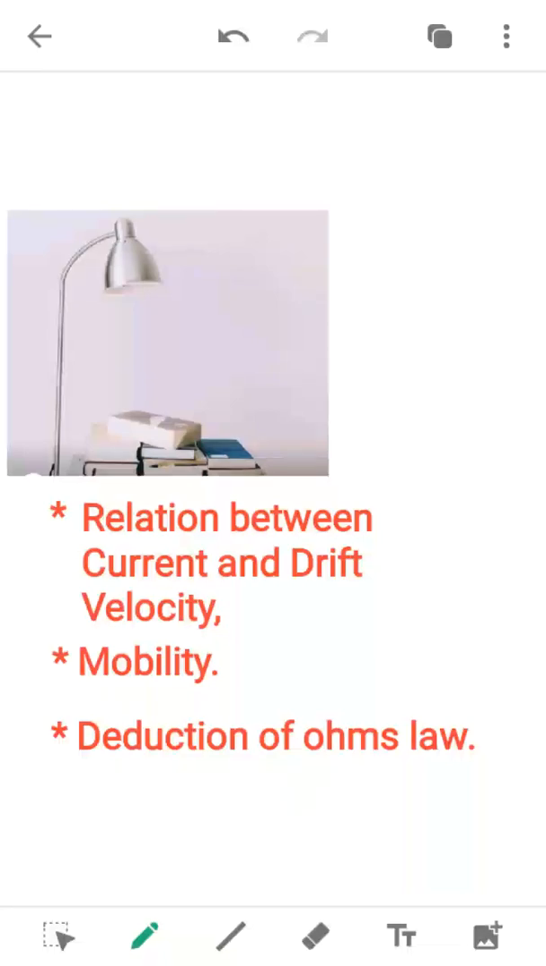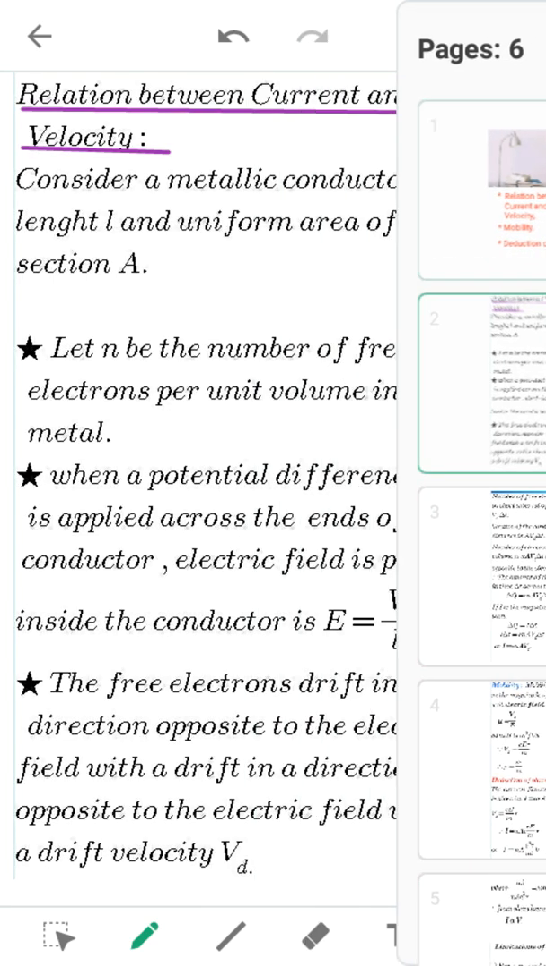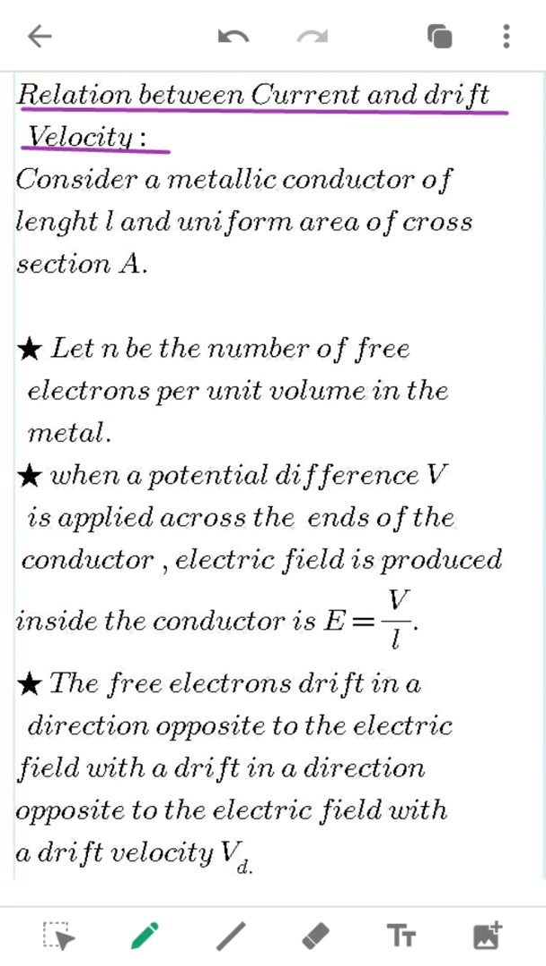Good evening, students. So today we will see the relation between current and drift velocity, mobility, and deduction of Ohm's law. So let us start with the first, that is relation between current and drift velocity.